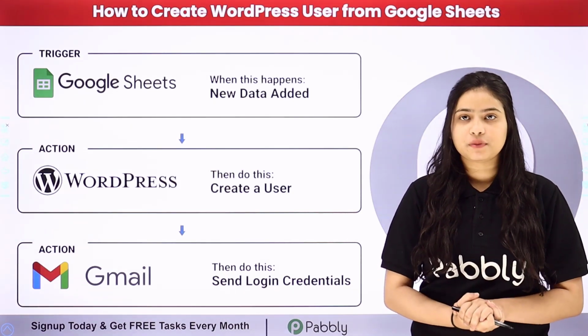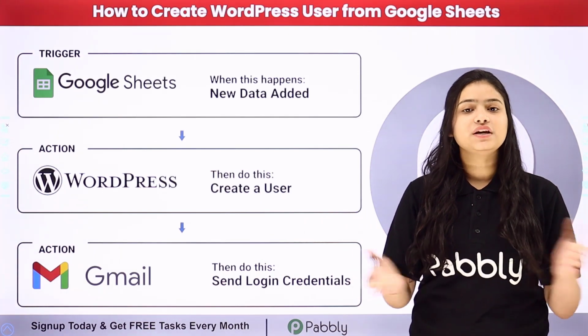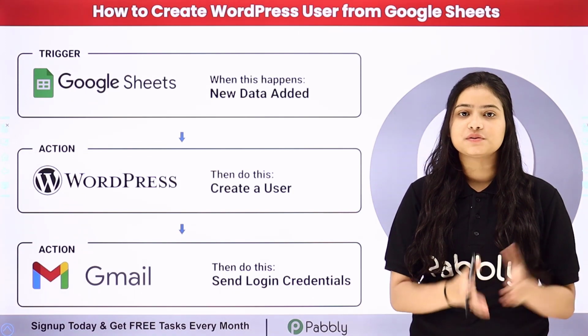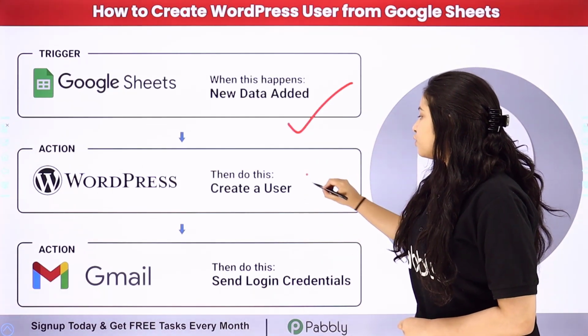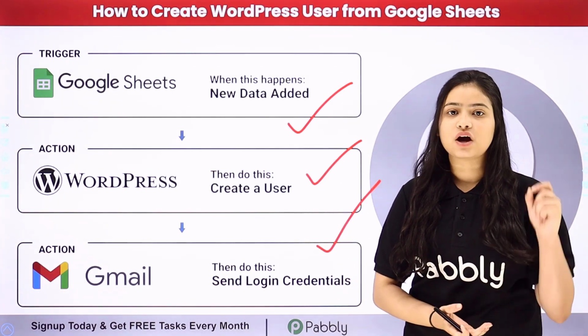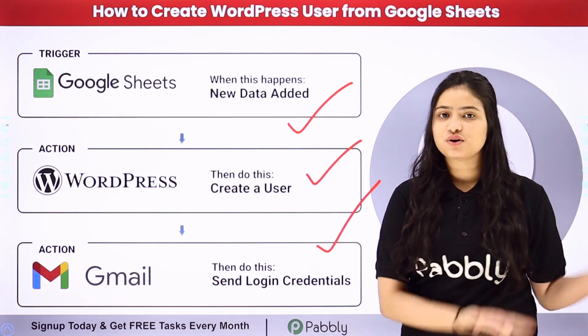For this, we will have to set up a connection between Google Sheets, WordPress and Gmail, and we are going to do that without any coding or programming skills with the help of Pabbly Connect. Pabbly Connect works on two principles, trigger and action. In the trigger we are going to take Google Sheets, and in the action we are going to take WordPress and Gmail, and we will connect all of them to automate this entire process without any coding or programming skills. To learn this entire automation step by step, let me take you all to my screen.